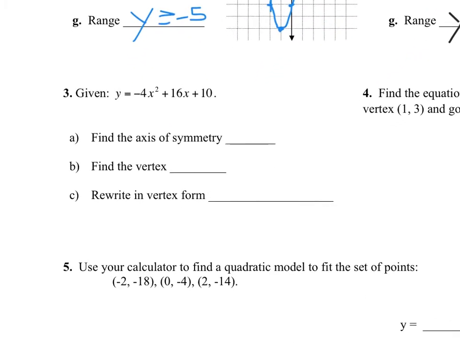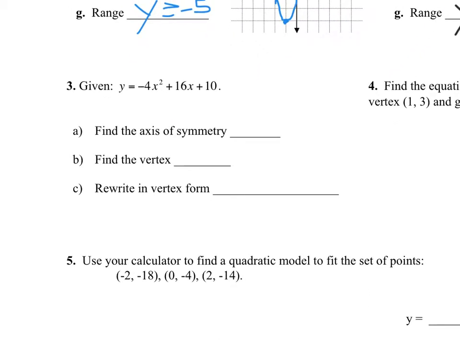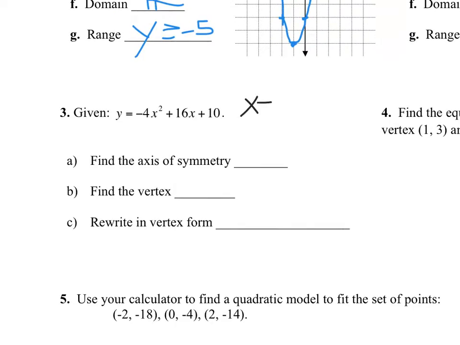Okay, here we go. Number 3. We're given this in standard form, and I want you to find the axis of symmetry and the vertex, and then we're going to rewrite it in its vertex form after you find those things, okay? So, you want to try this one? Yeah, you try this one. So we're going to do x equals -b over 2a, and so I get x equals 2 as my axis of symmetry. So far, so good? Yes. Then take that 2 and plug it in. Now these are pretty big numbers, so I'm just going to use my calculator. So I'm going to go -4 times 2 squared plus 16 times 2 plus 10.